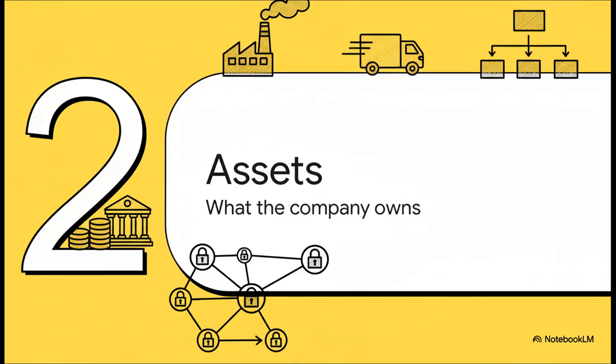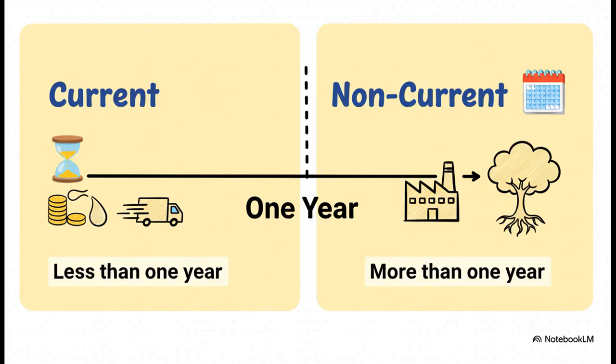All right, let's move on to the first big piece of the puzzle, assets. Simply put, this is all the stuff the company owns, the resources it controls that will provide some future economic benefit. Now, when we look at assets, the main dividing line is time. We sort them into two basic categories, current and non-current. Think of current assets as anything the company expects to use up or turn into cash within about a year. Everything else, all the long-term stuff, the real foundation of the business, that gets classified as non-current.